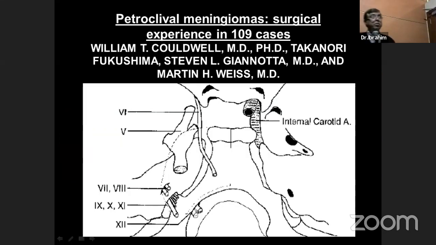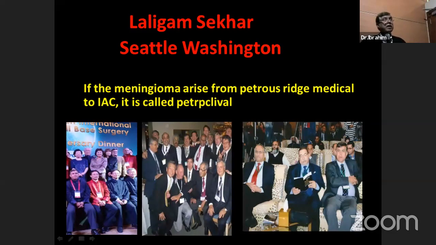So people like William Caldwell from Salt Lake City with Fukushima, Takanori, Taki, again, they say this is the area where the petroclival meningioma arises. William Shaker from Seattle, United States, he said, if the meningioma arises from petrous ridge medial to the internal auditory meatus, it is called petroclival. So anything medial to the internal auditory meatus is called petroclival meningioma.